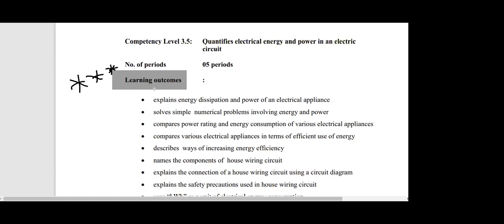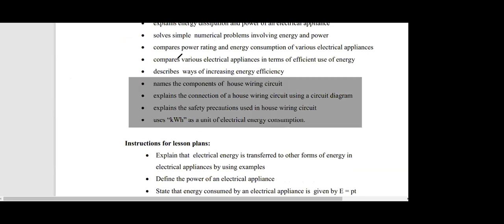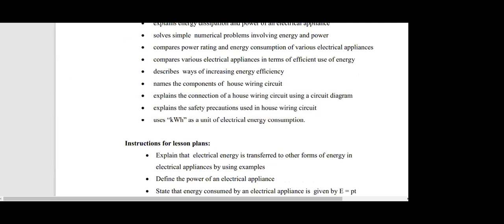So now we are discussing this last part. Today we are going to discuss this part. The first part I'll discuss next week. Name the components of the house wiring circuit, connections, and then safety precautions and energy consumption. Definitely every question comes from these. Otherwise, when you study the textbook, you don't know which part you will be getting. You'll be getting questions definitely from these learning outcomes.